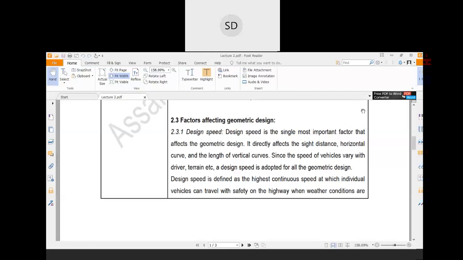Okay, if the meeting disconnects after 4 to 5 minutes, then please connect again with the same link.